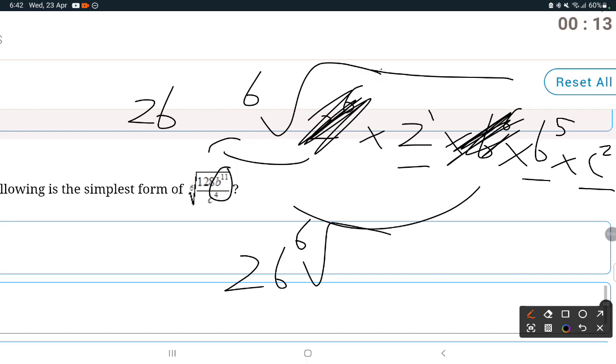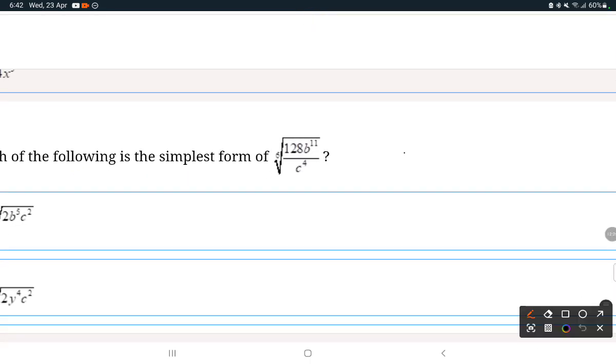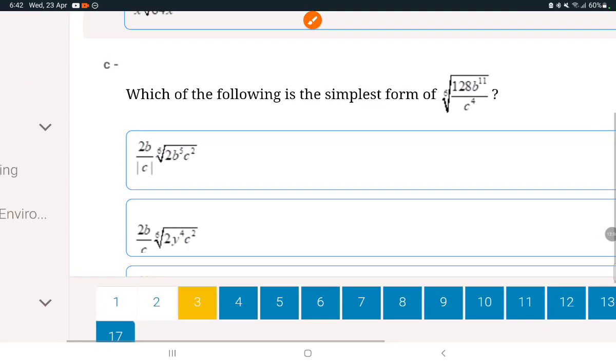And then the 6th root of 2 b to the power of 5 c squared. Oh wait, I forgot the absolute value of c in the bottom. That's going to be your answer. Yeah, don't change anything. I just forgot it.